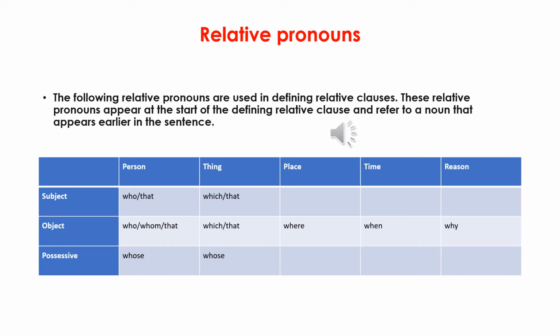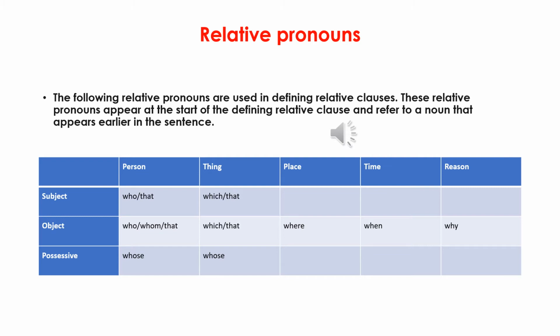If we are talking about subject and a person, we use who or that. If it's the subject and it's a thing, we use which or that. Now for the object, if we are talking about a person, we use who, whom, or that. For thing, we use which or that. For place, we use where. For time, we use when. And for reason, we use why.